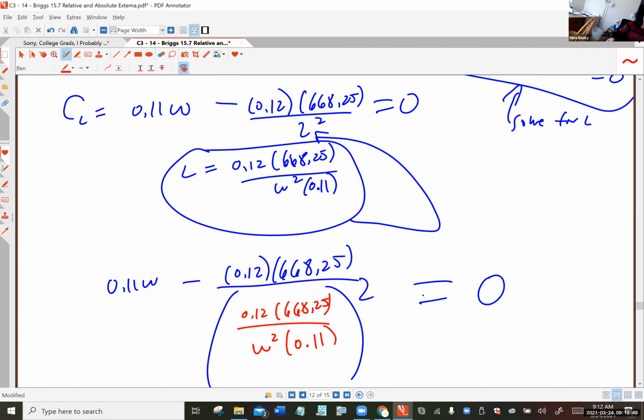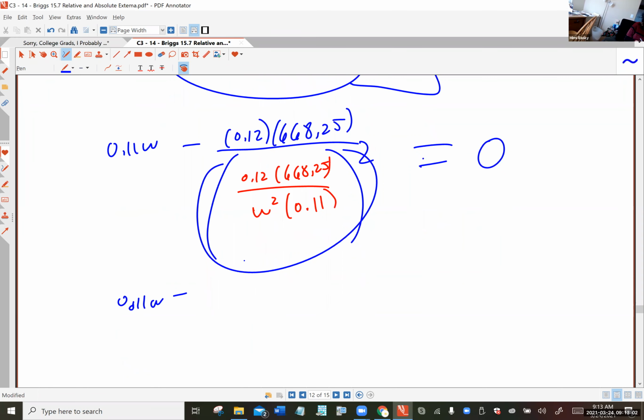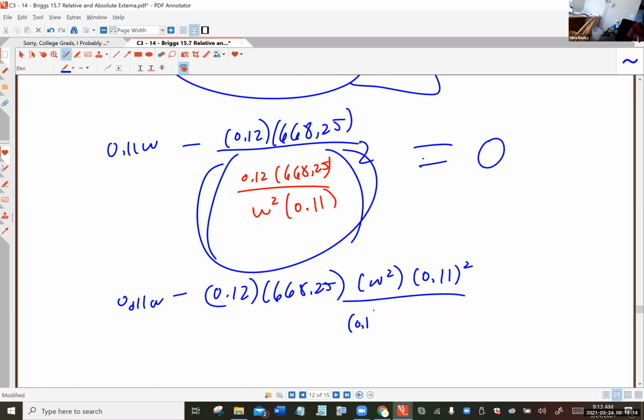Like that, you're like, oh man, that's just, ugh. Yeah. But the good news is this all does come out in the wash. If you do rewrite this thing, I'm going to turn this into a multiply problem by multiplying by the reciprocal. So you're going to have W squared here, and then you'll have 0.11 squared, and then divide by 0.12 squared, and then you'll have your 668.25 squared equals 0.